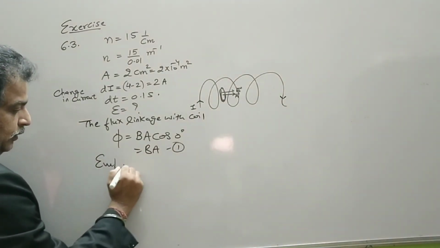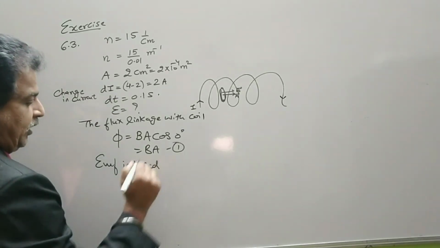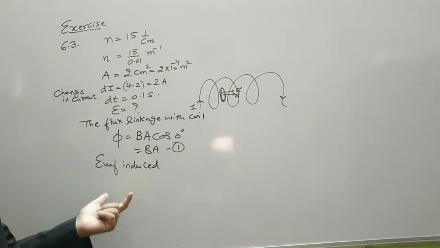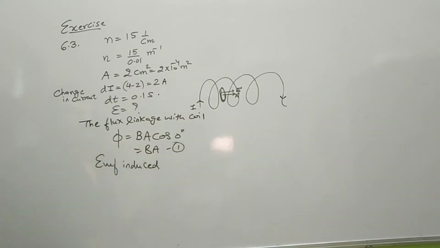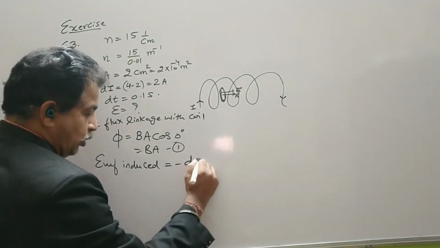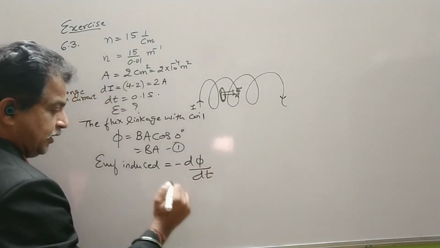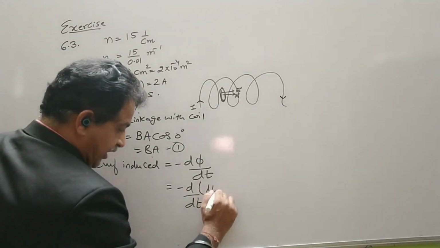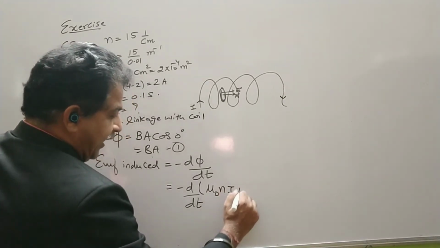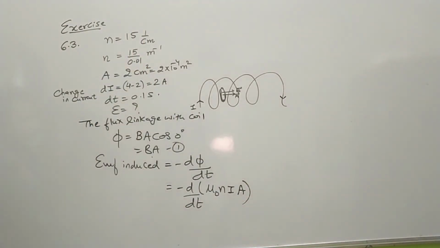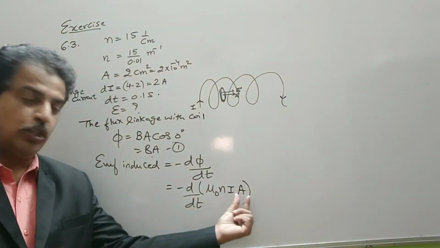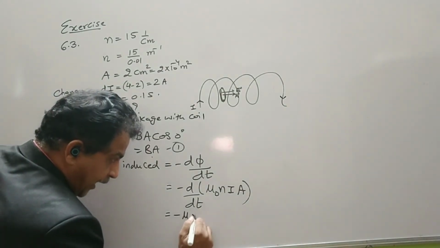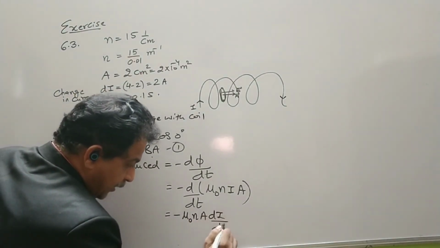EMF induced, now because there is a variation in the current, we know the magnetic field of the solenoid is mu naught Ni. I changes, so B will change, B changes means flux will change. So EMF induced is equal to minus d phi by dt. This is equal to minus d by dt. We substitute this value here. The magnetic field is mu naught Ni and area as it is given to us. So now mu naught is constant, N is constant, A is constant. So we have current variable, that is minus mu naught N A di by dt.